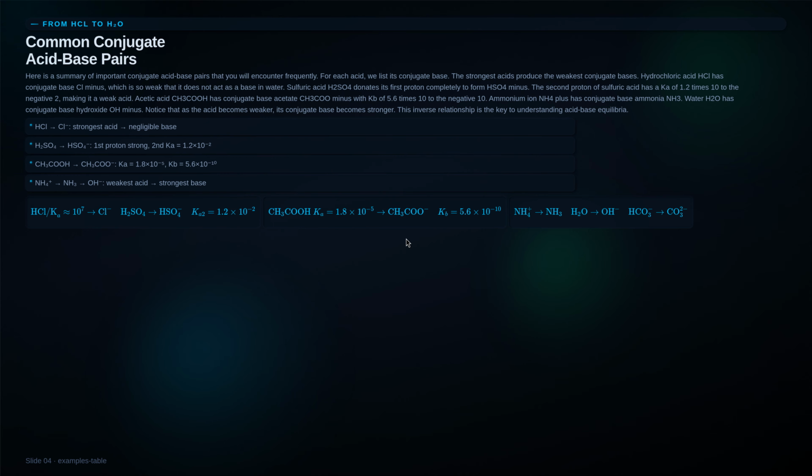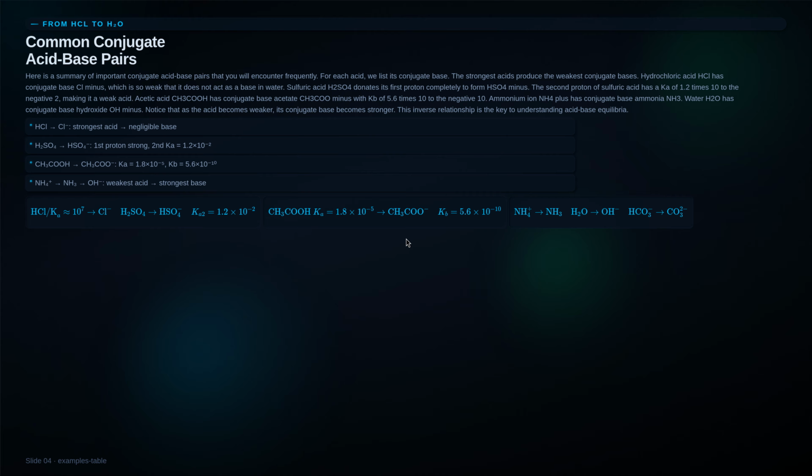Here is a summary of important conjugate acid-base pairs you will encounter frequently. For each acid, we list its conjugate base. The strongest acids produce the weakest conjugate bases. Hydrochloric acid, HCl, has conjugate base Cl-, which is so weak it does not act as a base in water. Sulfuric acid, H2SO4, donates its first proton completely to form HSO4-. The second proton has Ka of 1.2 times 10 to the negative 2.